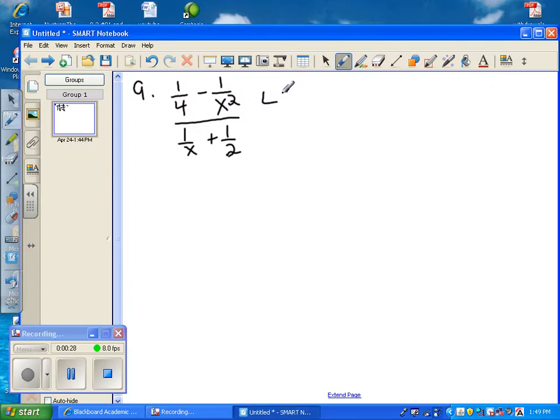The common denominator for just the numerator, I'm looking up here right now, so I'm looking at the 4 and the x squared. The common denominator for that is, of course, 4x squared. And now I'm going to move down to the denominator of my complex fraction, and I'm going to look at these two denominators, because again I'm adding fractions, I need a common denominator. Common denominator down here is 2x.